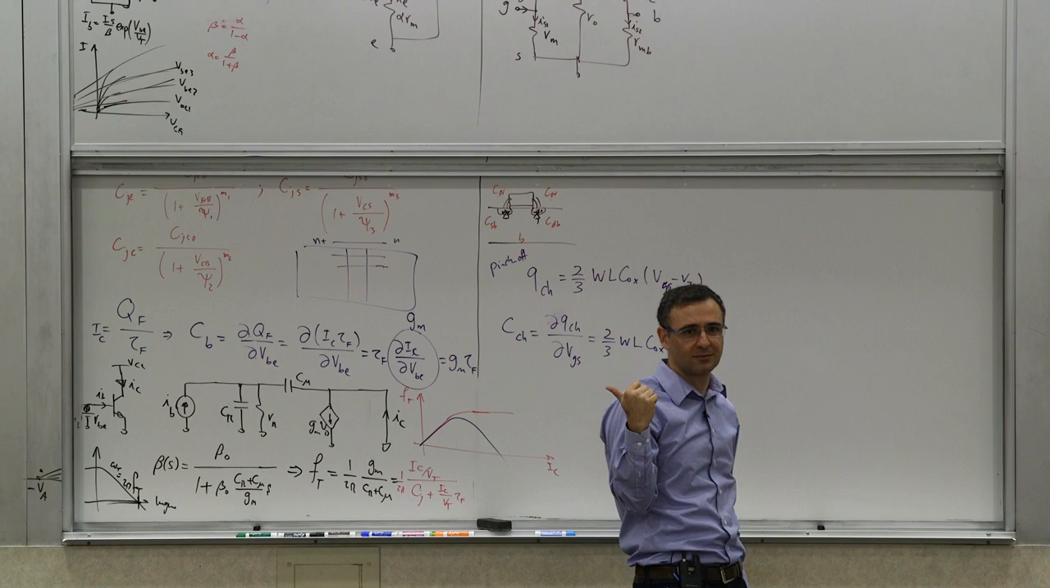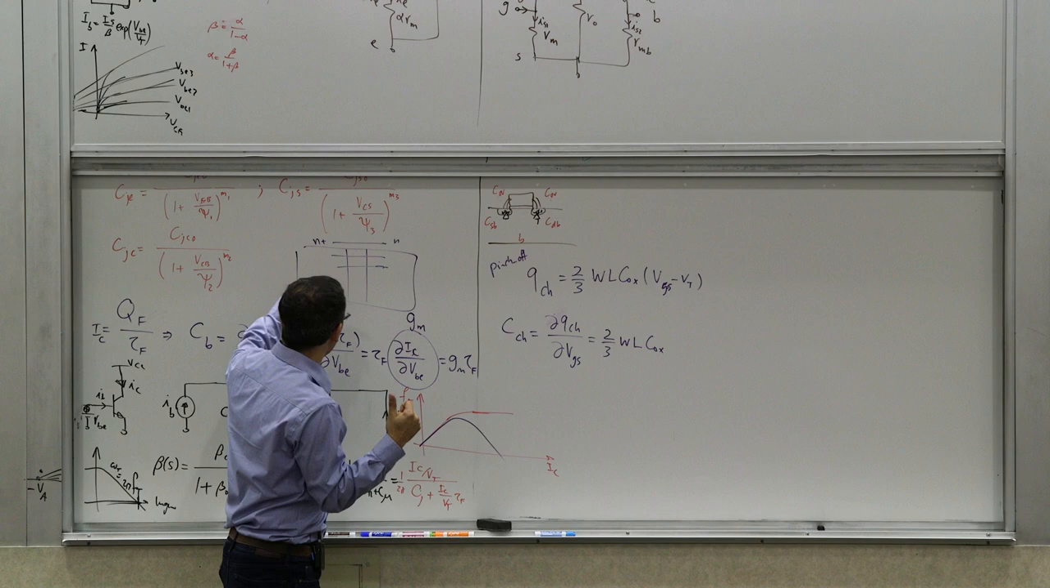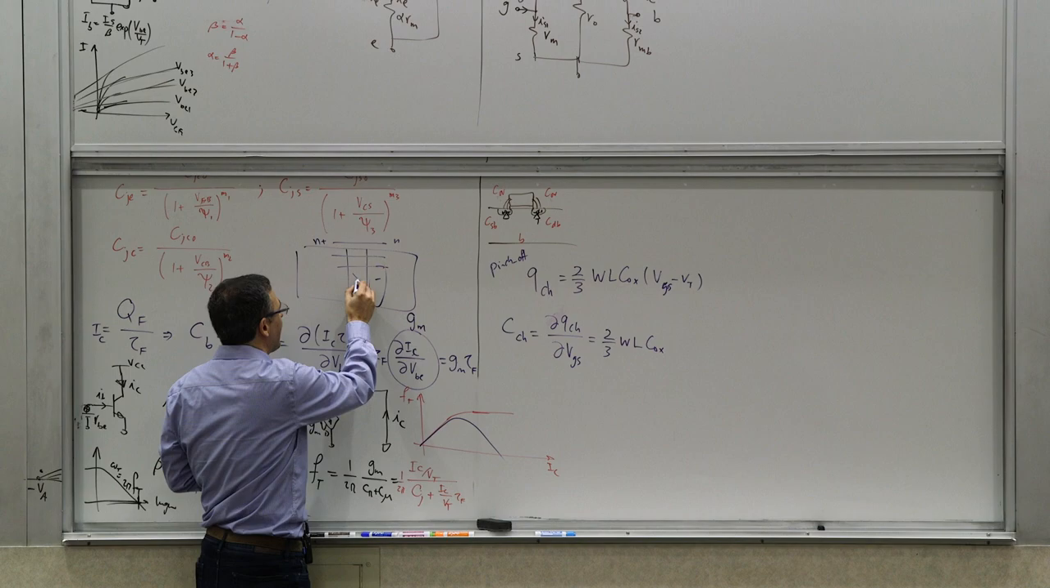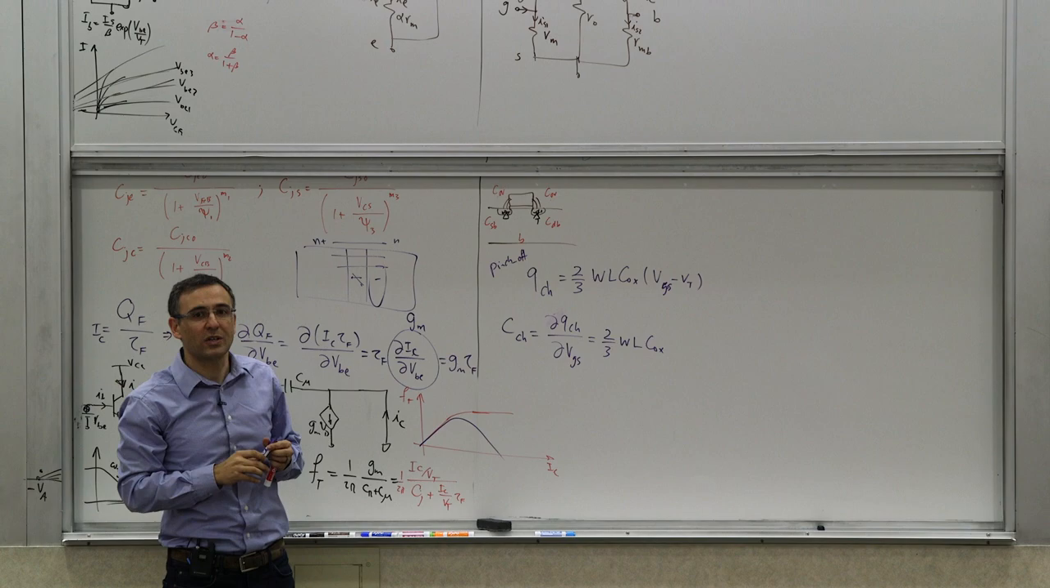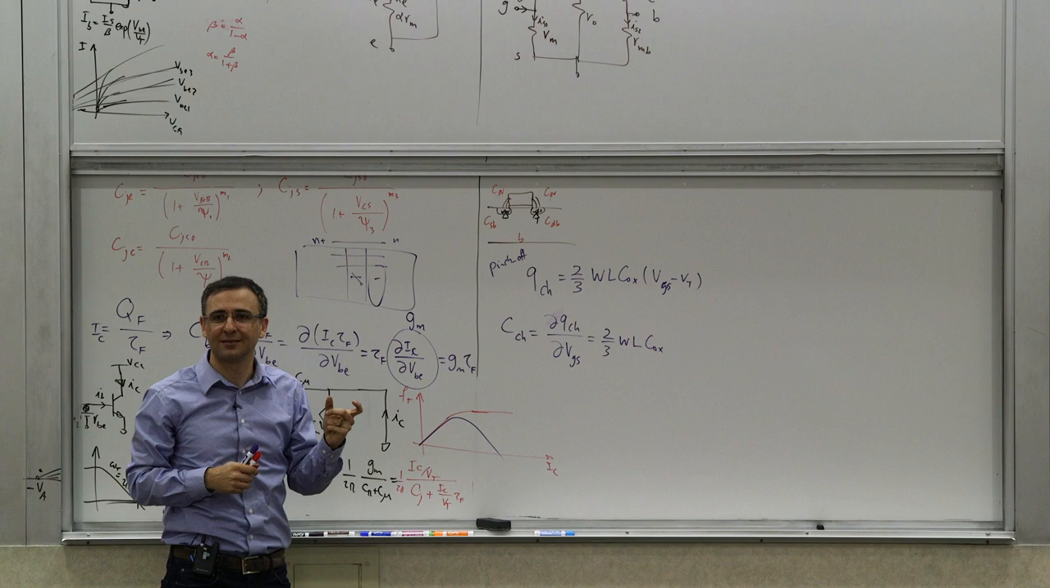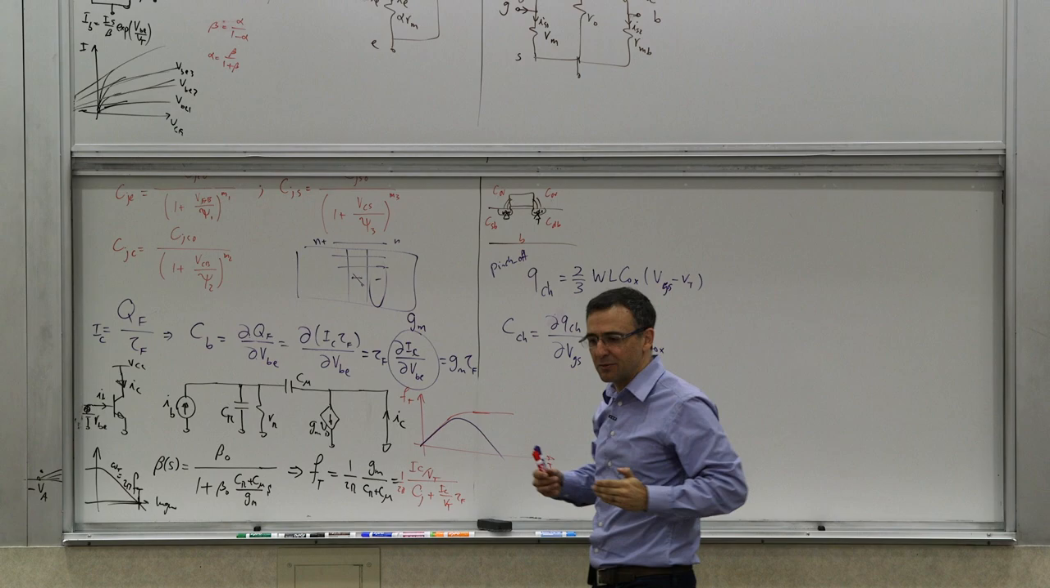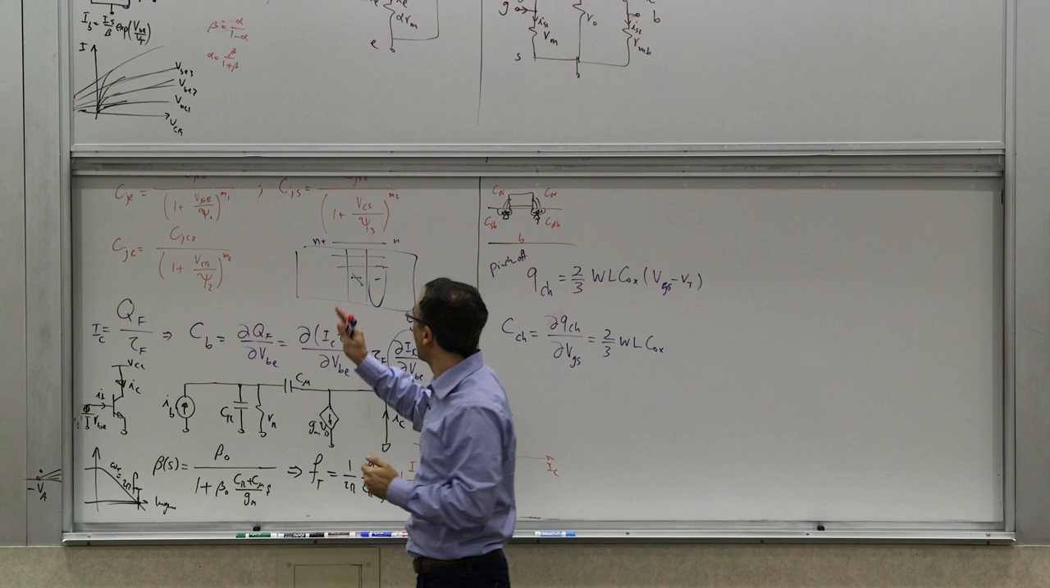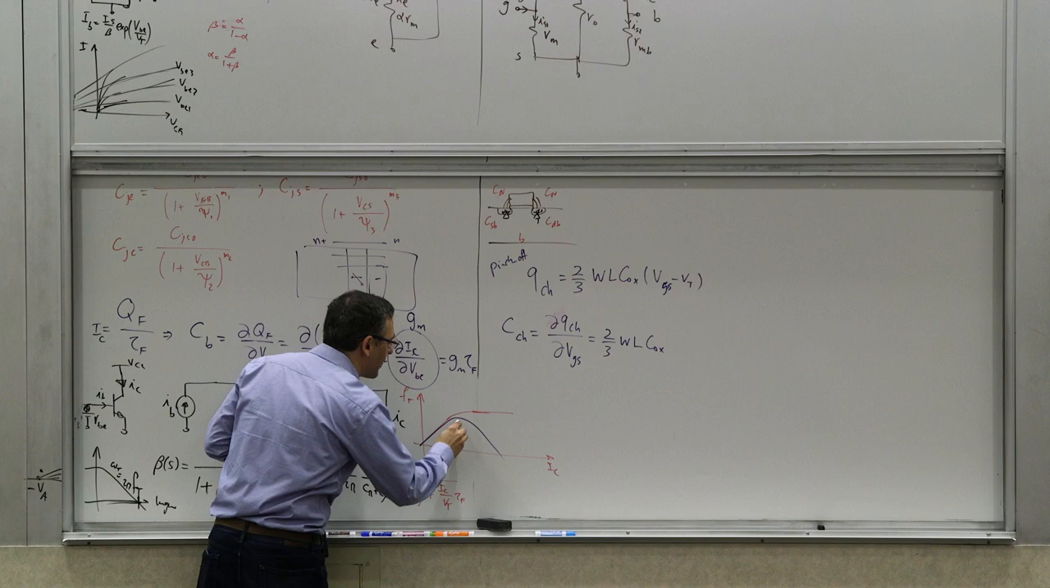So this region becomes so negatively charged at any point in time that these electrons have a slight preference not to go that way. So it takes them longer to go across. Your tau F is actually increasing for an average electron to cross, because there's a repelling force pushing them back. So tau F is going up, and as a result, the FT goes down. So there's an optimum current for maximum frequency of operation.